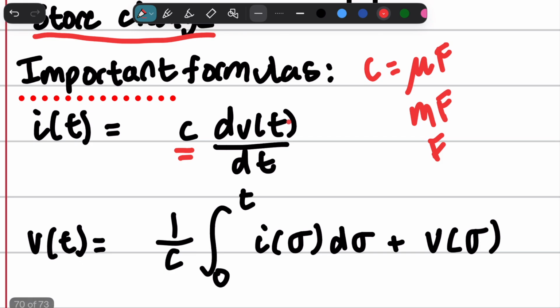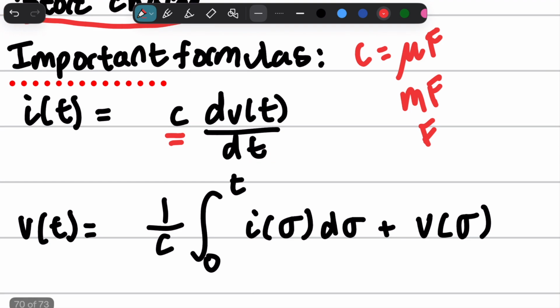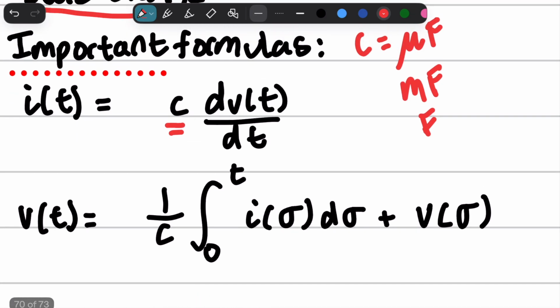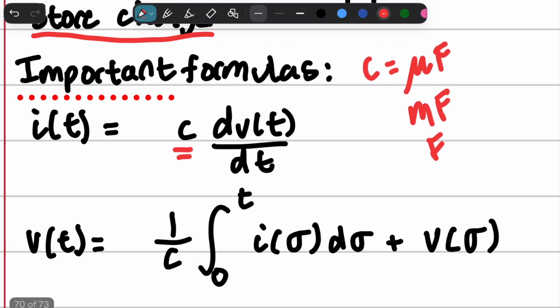With respect to voltage, voltage with respect to time, right? So the rate of change of voltage with respect to time. And for voltage, the other way around, it's just the integral of that, 1 over C, and then integrate the current with respect to this dummy variable, and we put t into that dummy variable, so with respect to time, okay?